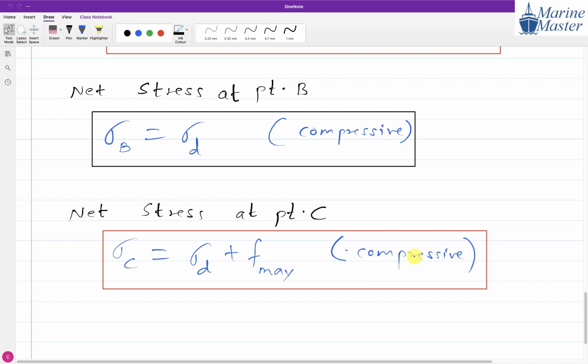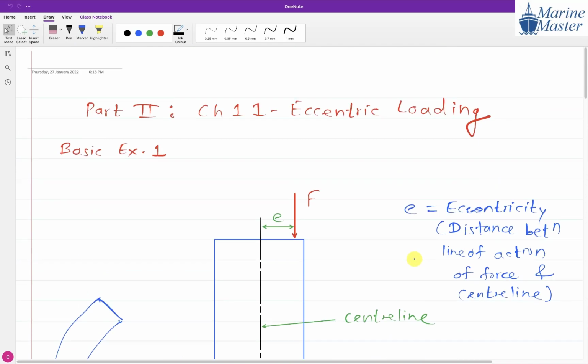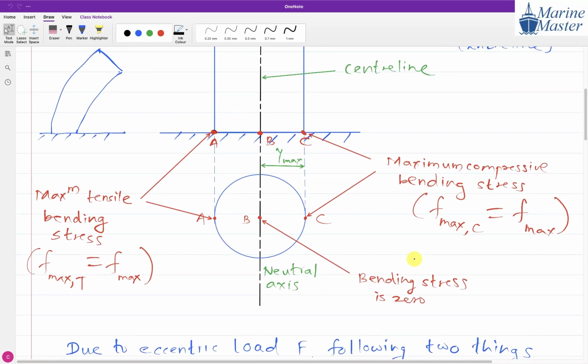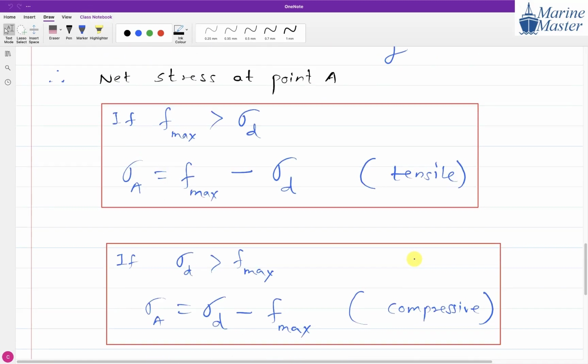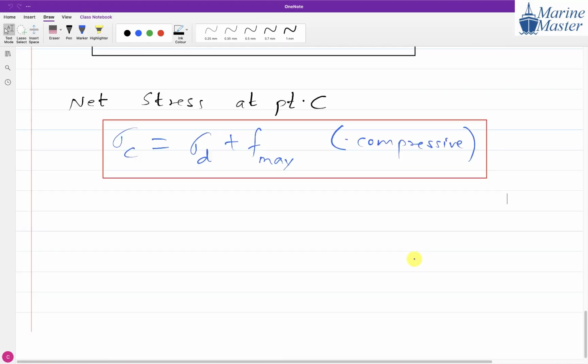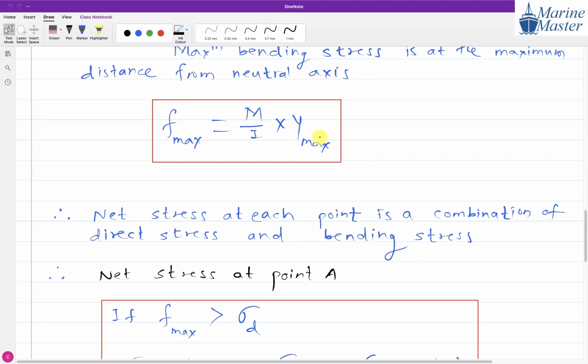I asked yesterday, what will be the effect of this distance E, sir? We are not taking it. See, one minute, everyone. I missed a very important point here. While dealing with the calculation of F max, what do we need? We need the M. From where will we get the M?